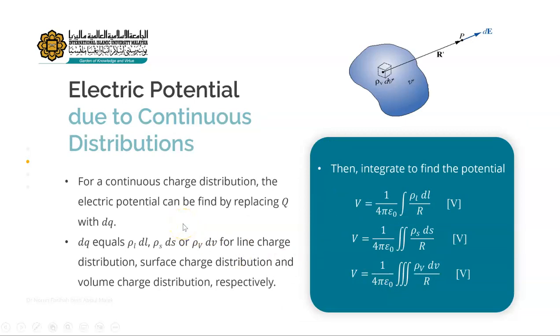For continuous charge distribution, the electric potential can be found by replacing Q with dQ. So imagine here, before we have 1 over 4 pi epsilon naught Q over R. You just have to replace Q with rho L dL, rho S dS, and rho V dV for line charge distribution, surface charge distribution, and volume charge distribution respectively.